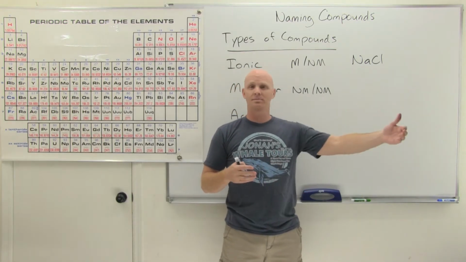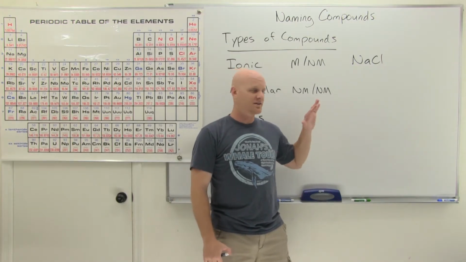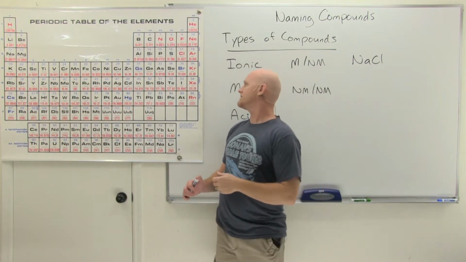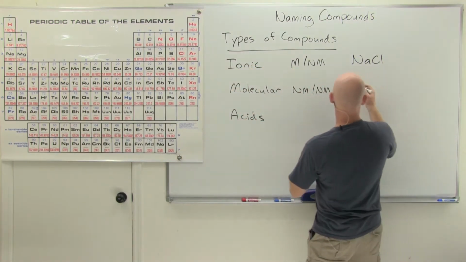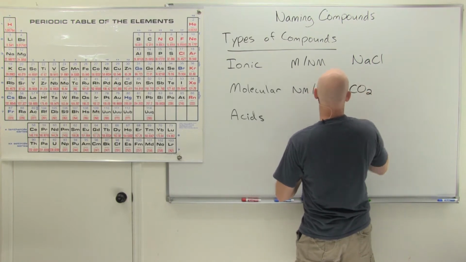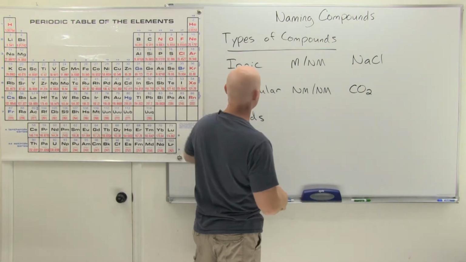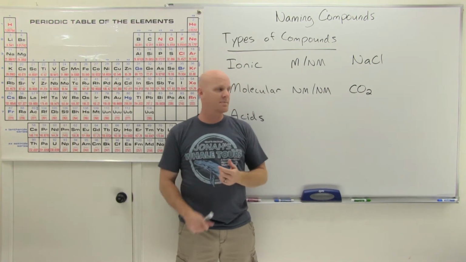Again, there are more complex molecular compounds. We're just not going to cover naming them in this lesson. We're going to stick simple and just learn how to name binary molecular compounds. Let's give an example, by the way. Things like carbon dioxide would be a great example. Carbon is a non-metal, oxygen's a non-metal, and carbon dioxide is going to be a classic molecular compound.